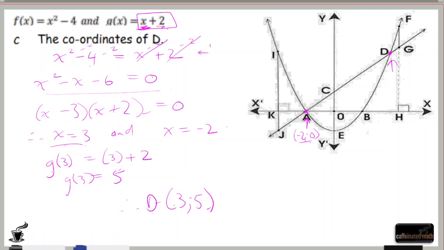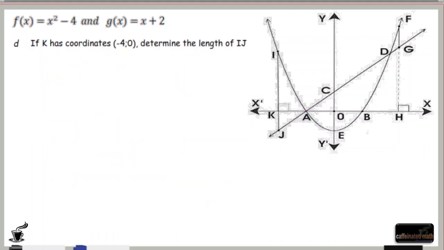So setting the equations equal to each other, that gives you a point. Gives you a mark. Getting them to standard form, factorizing, getting your answers, and then finally answering the actual question with a set of coordinates gives you full marks.